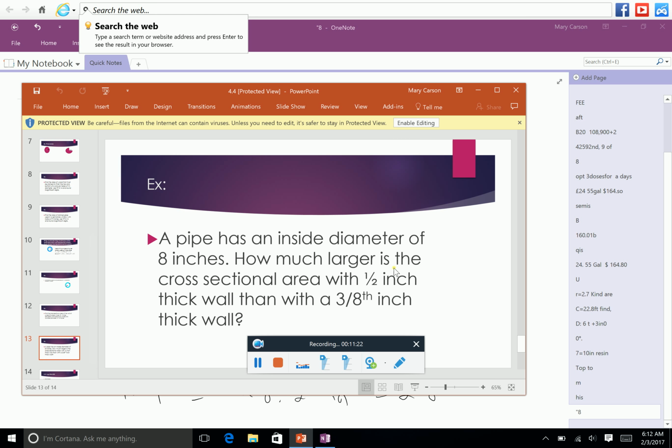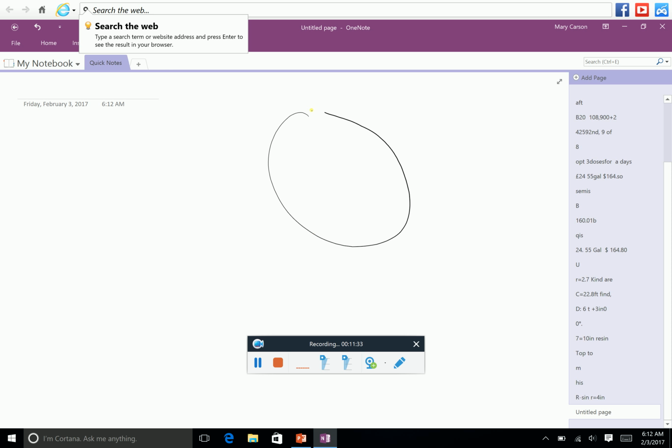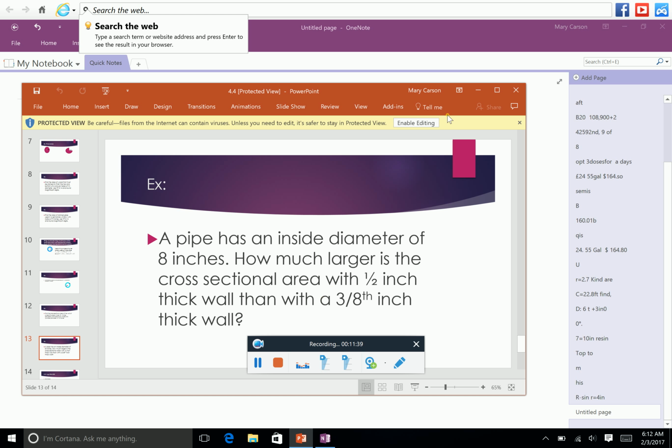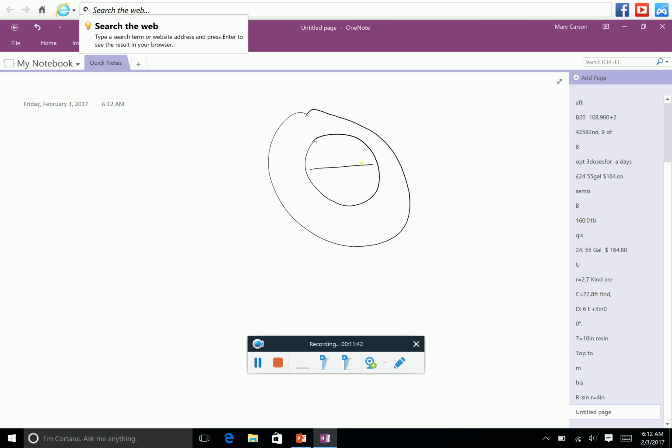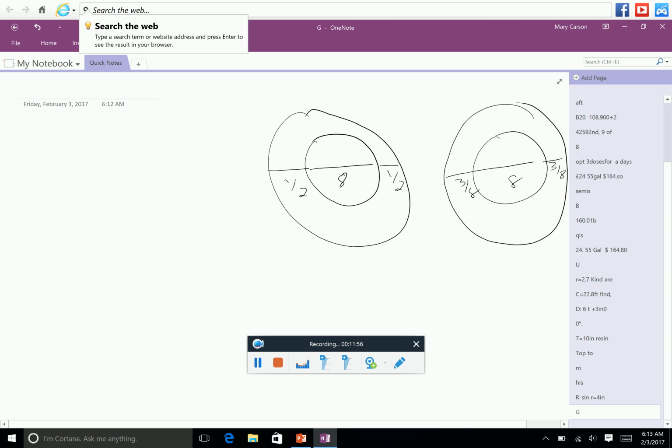All right, last problem. A pipe has an inside diameter of 8 inches. How much larger is the cross-sectional area with a 1/2 inch thick wall versus a 3/8 inch wall? Okay, so they said the pipe has a diameter of 8. So what if it has a 1/2 inch thick wall versus 3/8 inch? And we're comparing these pipes, okay? So this one, we know that the little r is 4 because it's half of this.